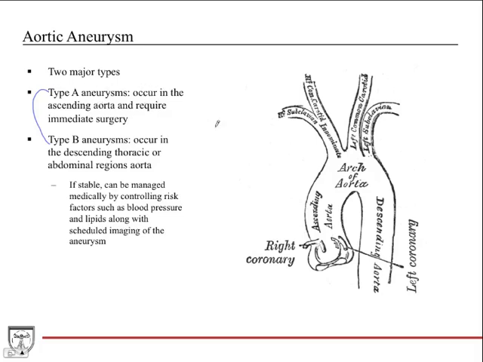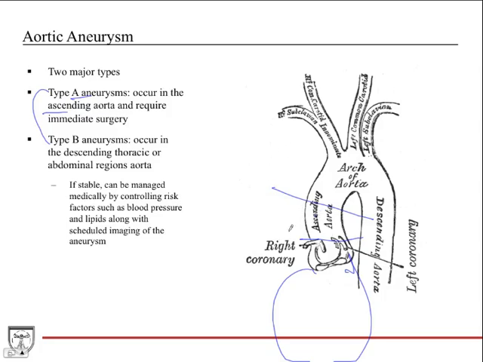So type A, it occurs very easily. Just remember A for ascending. Type A occurs in the ascending aorta, and it requires immediate surgery. And this makes sense. This is just distal to the heart, because the heart's here, and this is the main vessel coming right off the heart with an aneurysm.